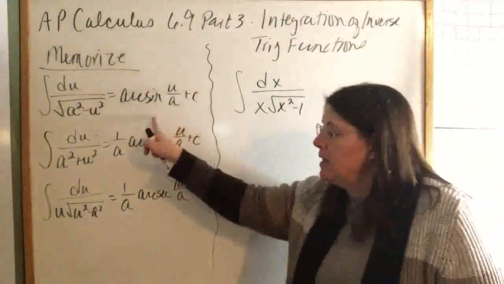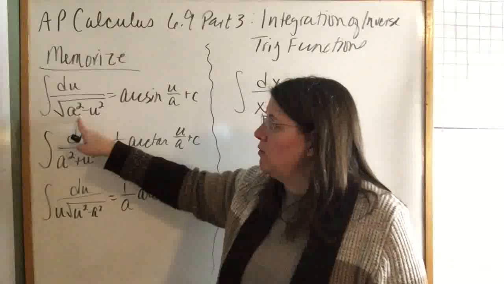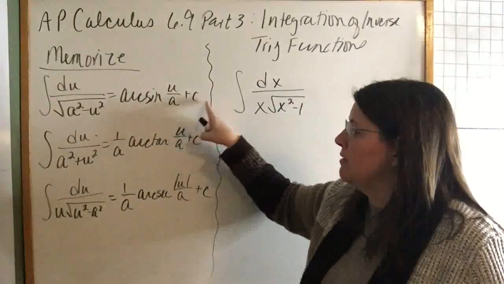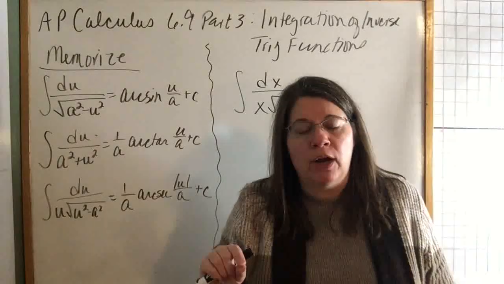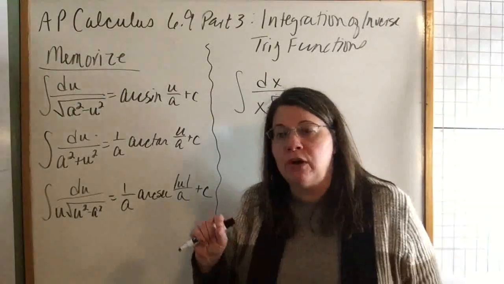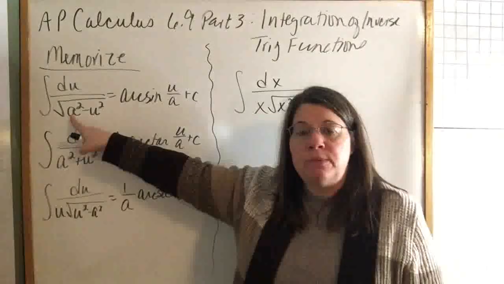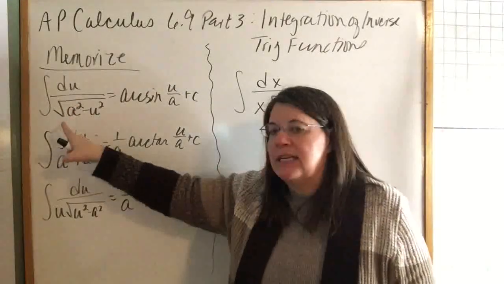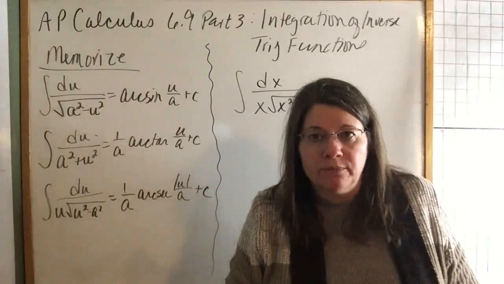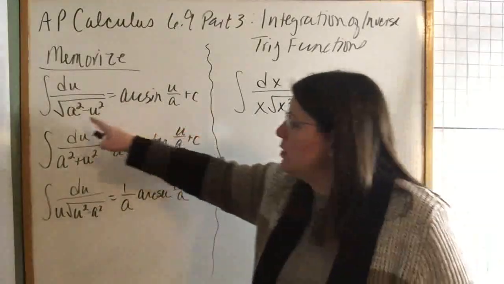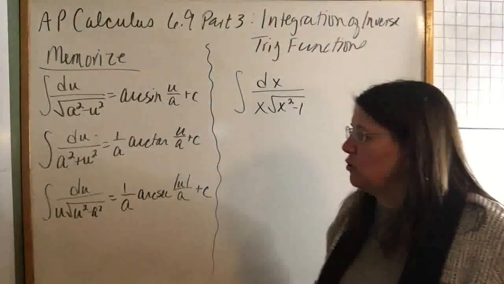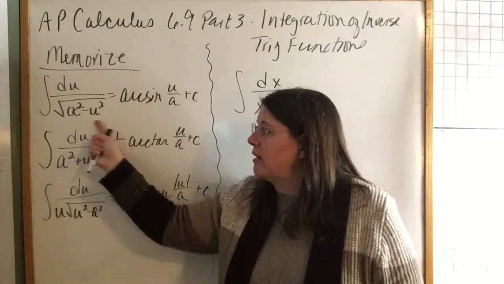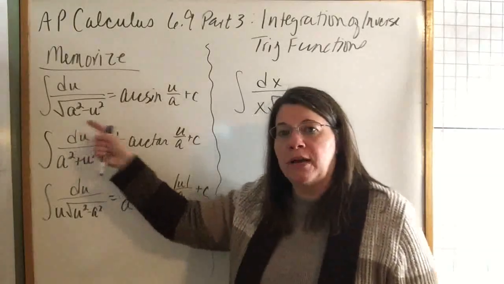The first one, the integral of du over the square root of a squared minus u squared is equal to arcsine u over a plus c. U will be where your x or your variable is involved. A is going to be some number. Or if you had a 16 here, then a would be 4. And so you just have to look for these particular formulas. So for arcsine, you're looking for two square things underneath a square root on the bottom.